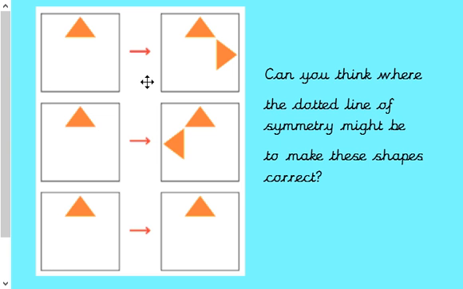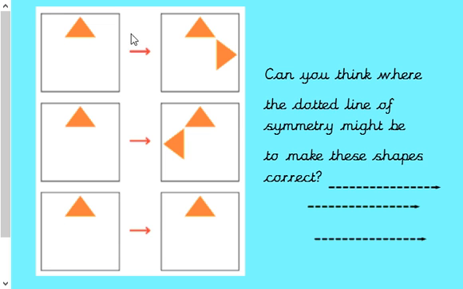Okay, you've got 3 more to have a go at here. Can you think where the dotted line of symmetry might go? Where might it be to make these shapes correct? So this one here is going to turn to this one. This one is going to go to this one. And this one is going to go to this one. You've got to put a dotted line where you think it will go to make that reflection correct. Press pause while you're doing it. Press play when you're ready to hear me talk about it.